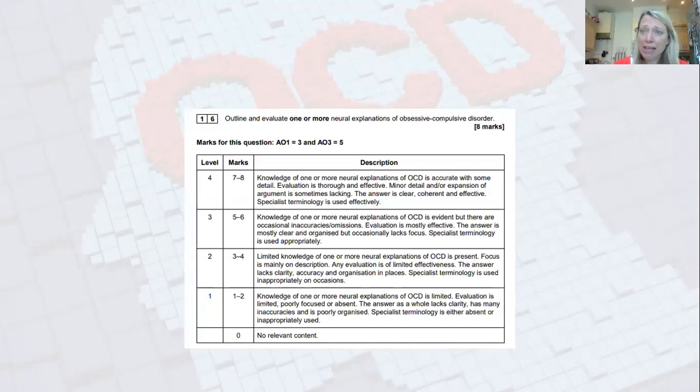So it doesn't give you any ideas and facts and things to put in your answer, but it does go through what would get you 7 or 8 marks, 5 or 6 marks, 3 or 4 marks, etc. So have a look at that mark scheme really carefully before you start your answer.